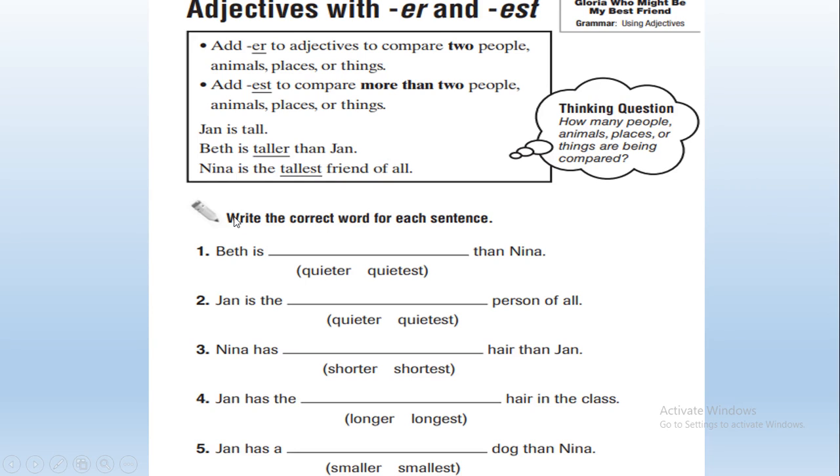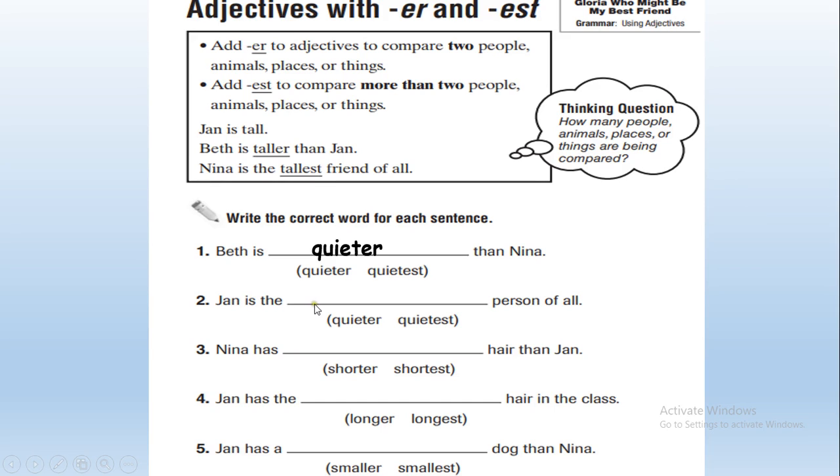All right. Now we need to write the correct word for each sentence. Beth is quieter or quietest than Nina. We're talking about two girls over here. Yes, we're talking about two girls. Excellent. So we add the adjective with ER. Beth is quieter than Nina.